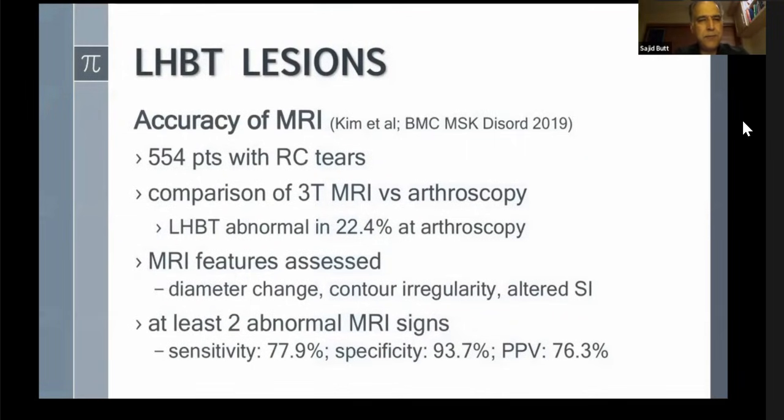The accuracy of MR to pick up long-head biceps tendon problems is significant. In a significant number of patients, we get to see the tendon problems. And if you get to see at least 2 signs of biceps tear, like diameter change, contour irregularity, and altered signal intensity, then the positive predictive value is about 76% with a very high specificity.